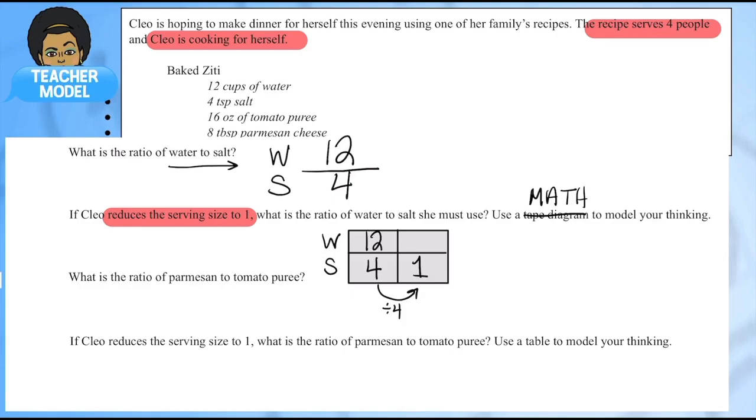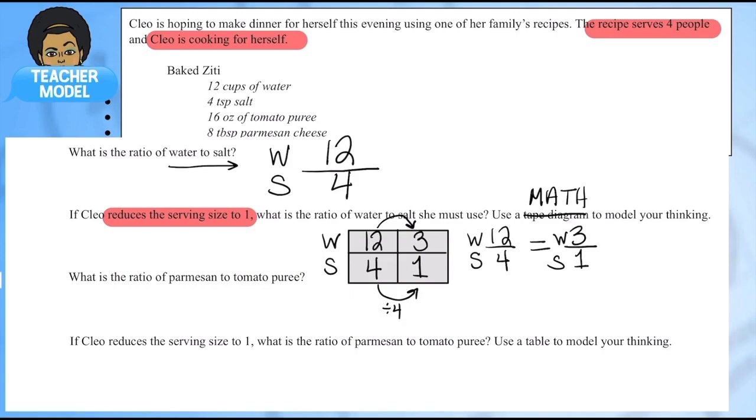And I'm going to do the same thing to the water. We're going to reduce it by 4. Instead of 12 cups, we're only going to have 3. So here we go. So look how that works. It went from 12 to 4 to another equivalent ratio, 3 to 1. And it's still water to salt.